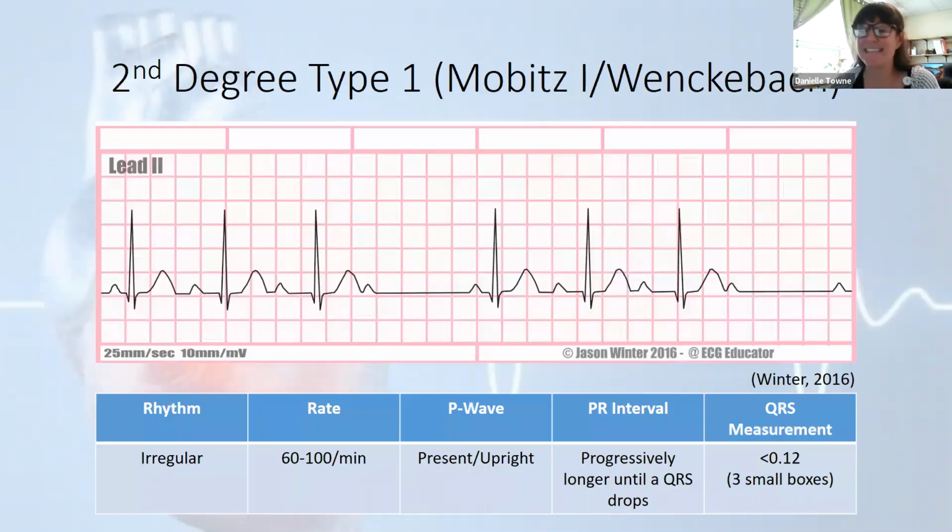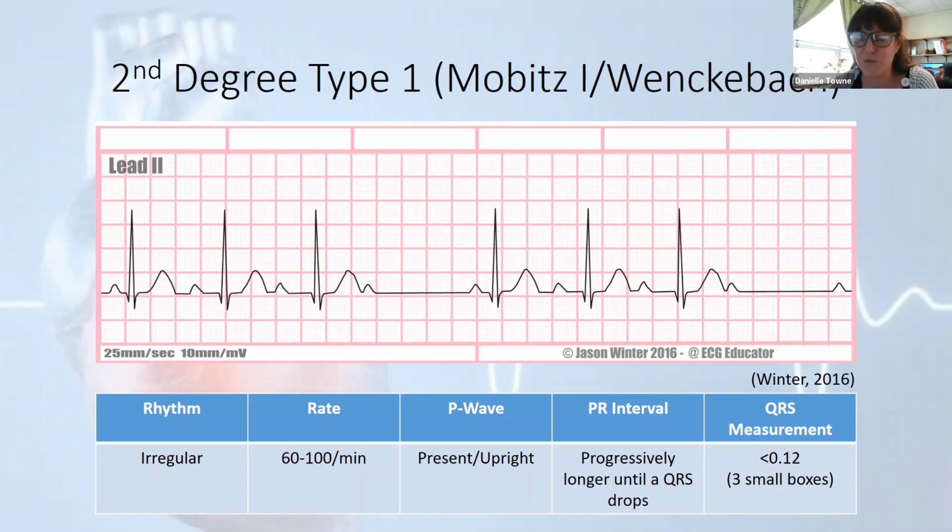All right, second degree type 1, also called Mobitz I, also called Wenckebach. So 3 names, which can make it confusing. Second degree type 1: the AV node is progressively delaying the conduction, which can be seen as a progressively increasing PR interval. This is going to progress until the QRS complex is dropped completely, and then the cycle repeats. The PR interval gets longer immediately prior to the dropped beat and shorter immediately after the dropped beat.